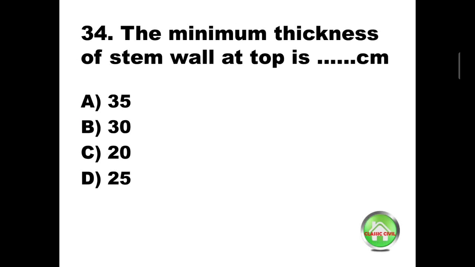Question number 34. The minimum thickness of stem wall at top is dash centimeter. Option A, 35. Option B, 30. Option C, 20. Option D, 25. Answer is option C, 20 centimeter.